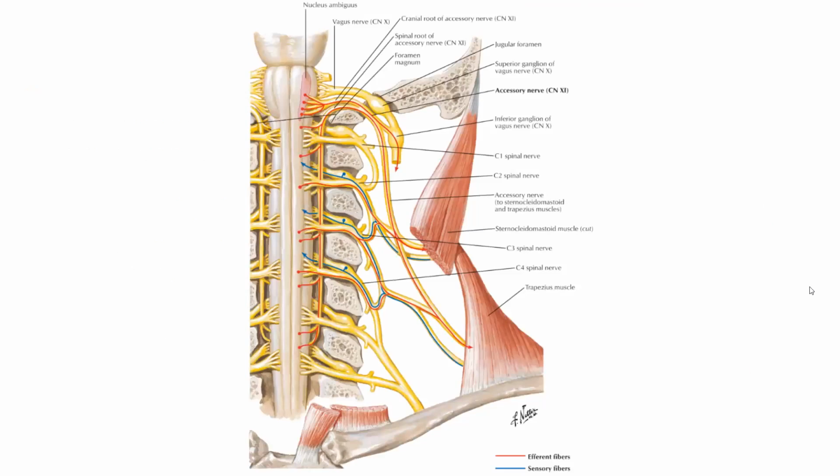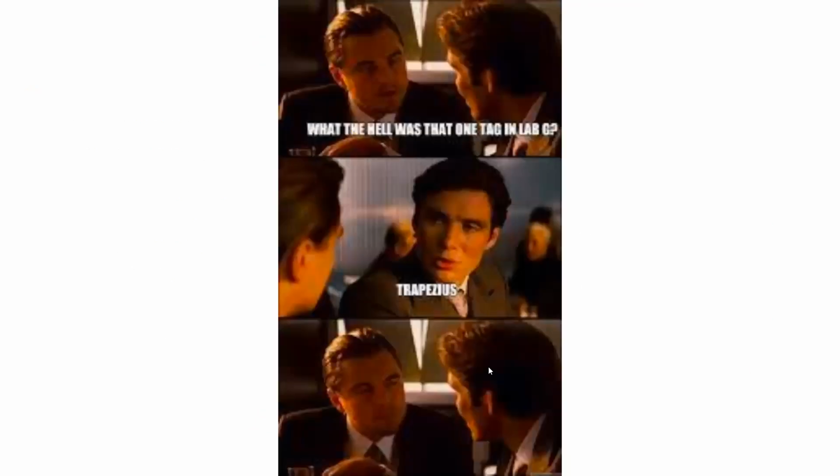Okay, and this is its path. It actually starts kind of below the skull, and it comes back up through the skull and then comes back out again. It's kind of weird, it takes a little U shape. So SCM and trapezius.